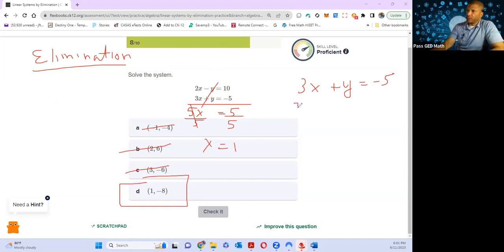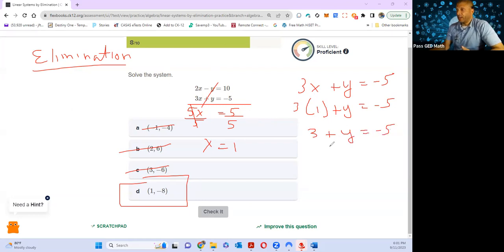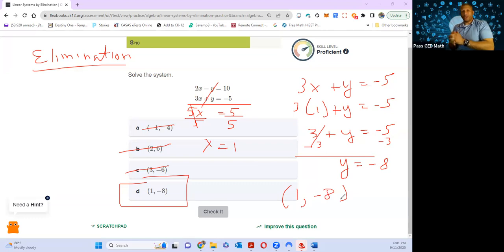If I plug a 1 in, we get 3 times 1 plus y equals minus 5. 3 times 1 is 3, plus y equals negative 5. Again, this is a one-step algebraic equation. Subtract 3 from both sides. The 3's cancel. y equals negative 8. So x is 1, y is minus 8. Remember, the solution of a system of equations is a point where two lines cross. An ordered pair is a point. You have an x and y value. So the point that would solve this system of equations is (1, -8).